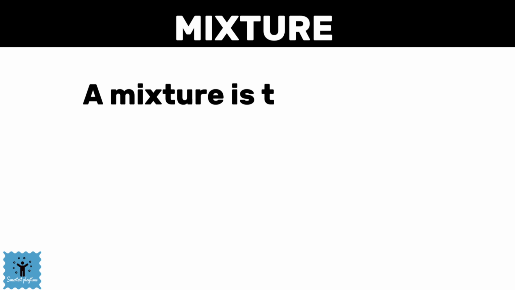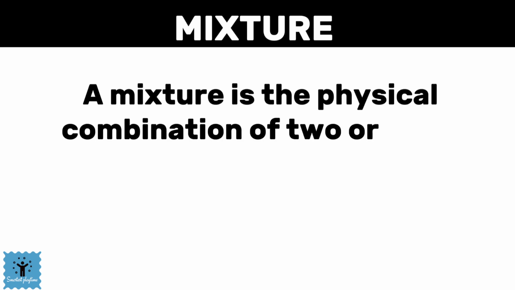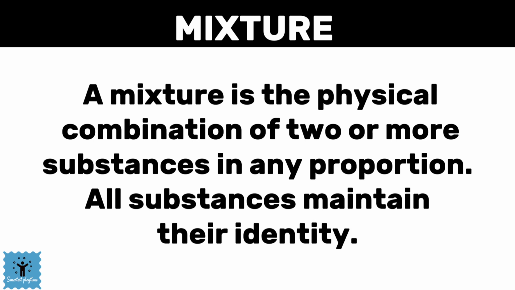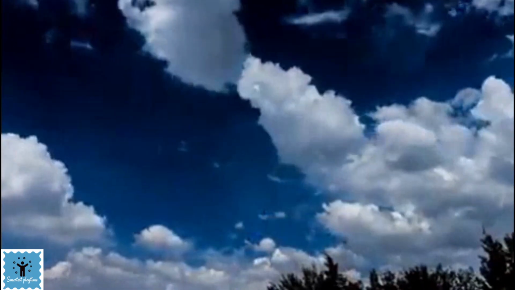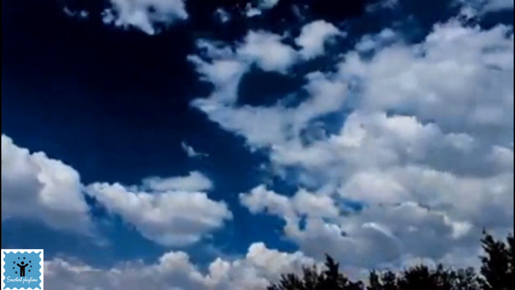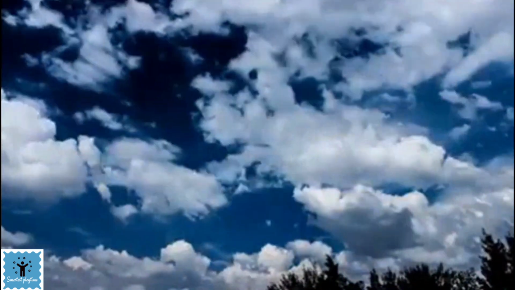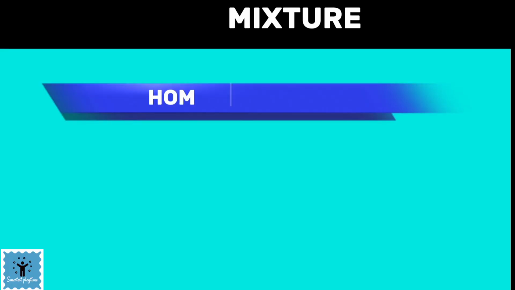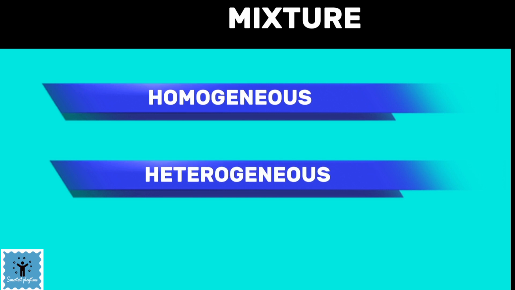Mixture is a combination of two or more substances in any proportion. All the substances in a mixture maintain their original properties. Air is also an example of mixture, which is a combination of different gases like oxygen, nitrogen, hydrogen, and many more. Mixtures can be broadly divided into two categories: homogeneous and heterogeneous mixture.